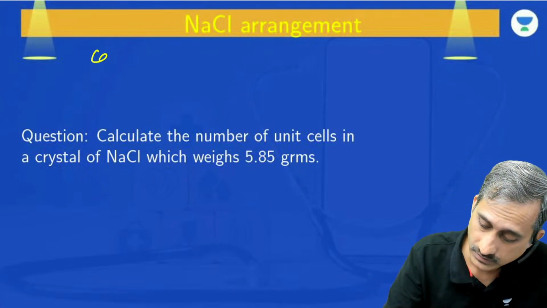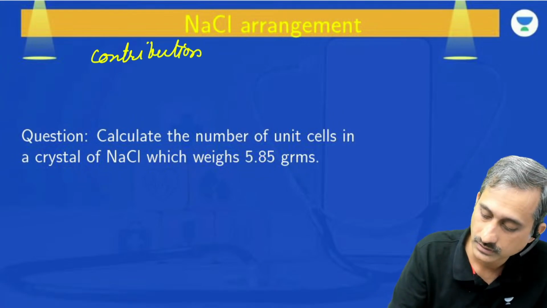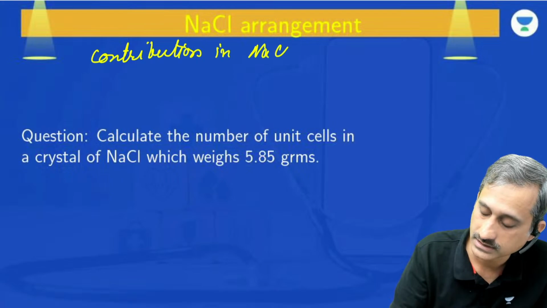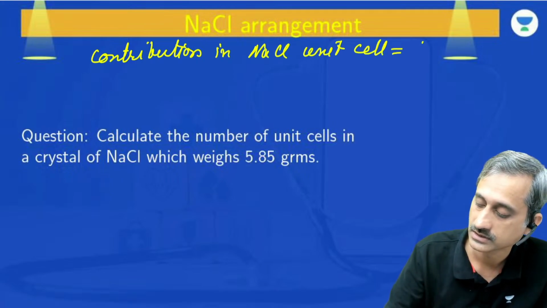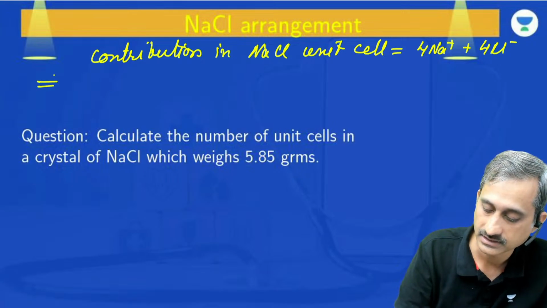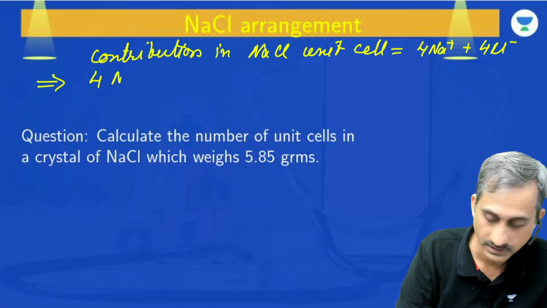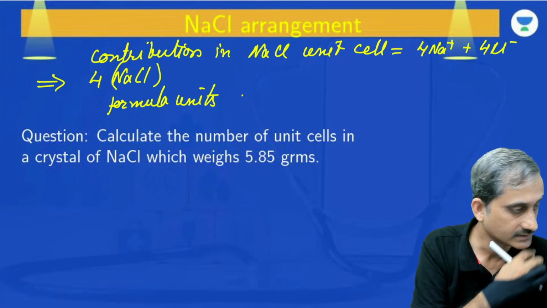Remember, contribution in NaCl unit cell is 4Na plus and 4Cl minus. That is the same as 4NaCl formula. Solve it and give me the answer.